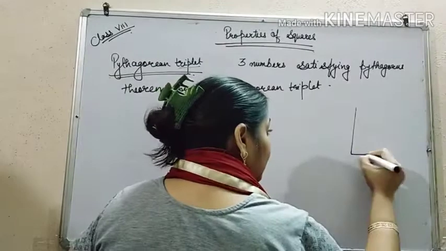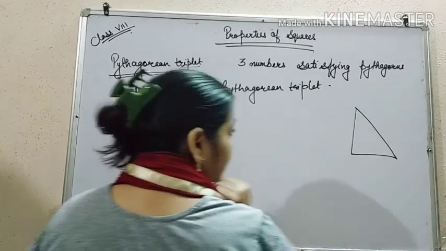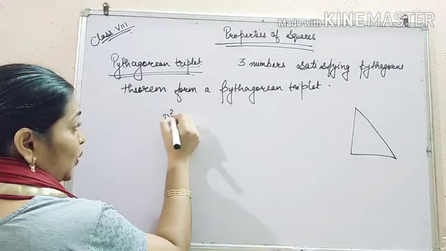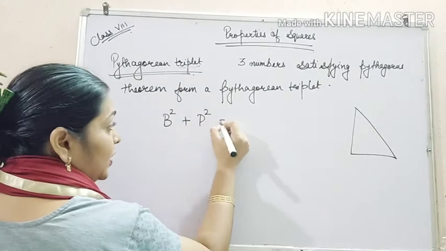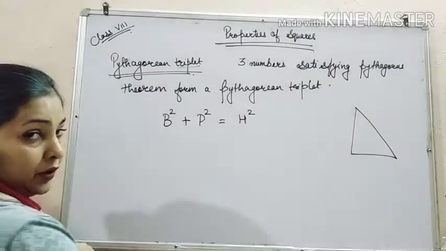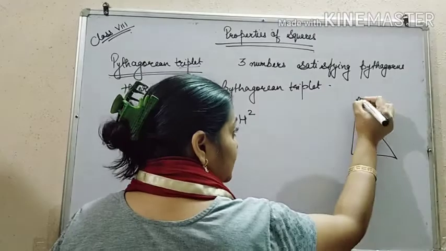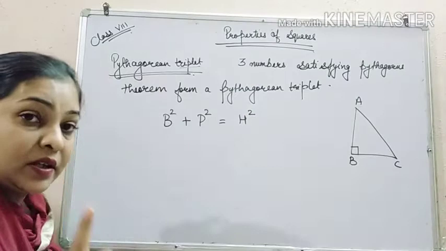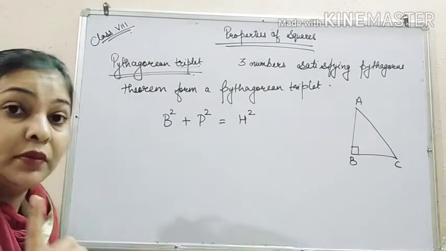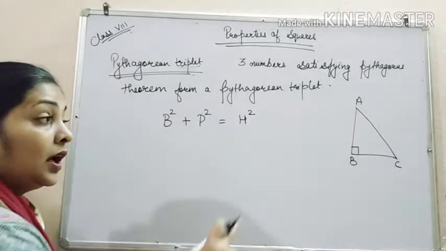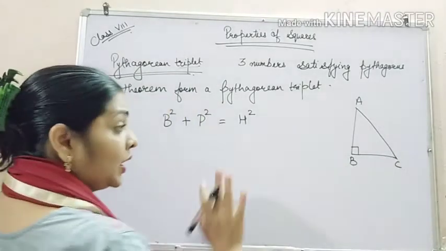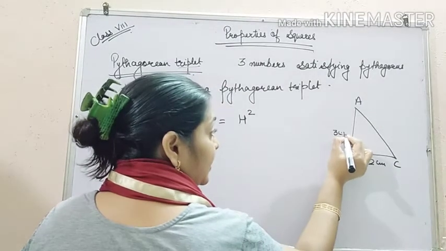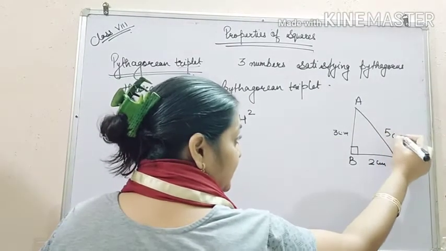All of you know that Pythagoras theorem states that base square plus perpendicular square is equal to hypotenuse square. Suppose ABC is a right angle triangle. Always remember that Pythagoras theorem is applicable only in right angled triangle. I am saying that BC is 2 cm, AB is 3 cm and AC is 5 cm.